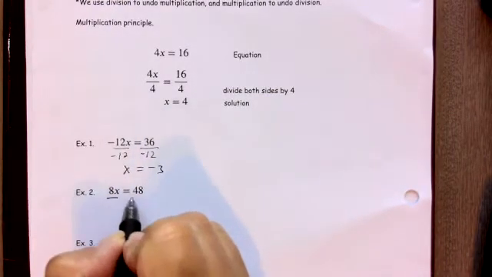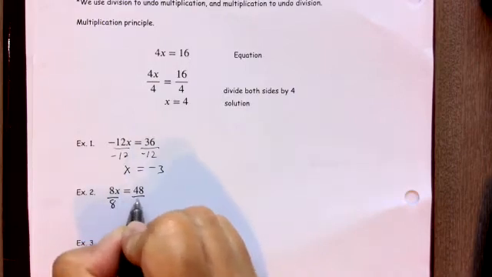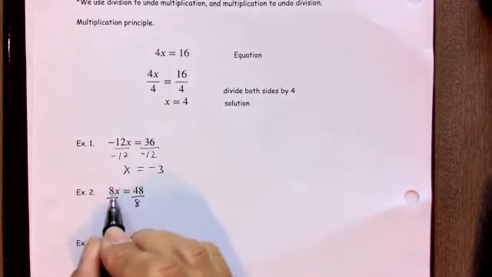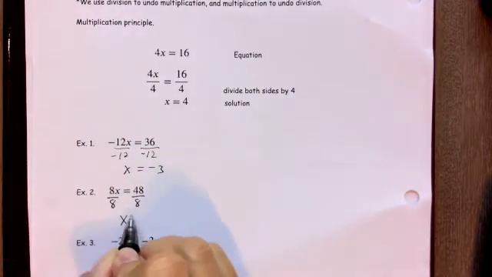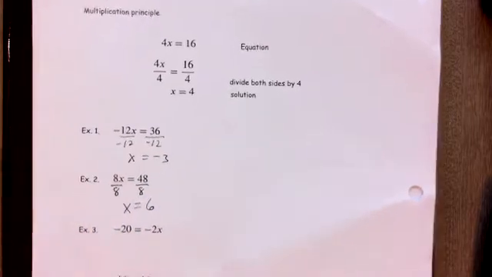Here I'm going to divide both sides by positive 8 because it's what's next to my variable. I'm undoing this multiplication. And 48 divided by 8 is 6.